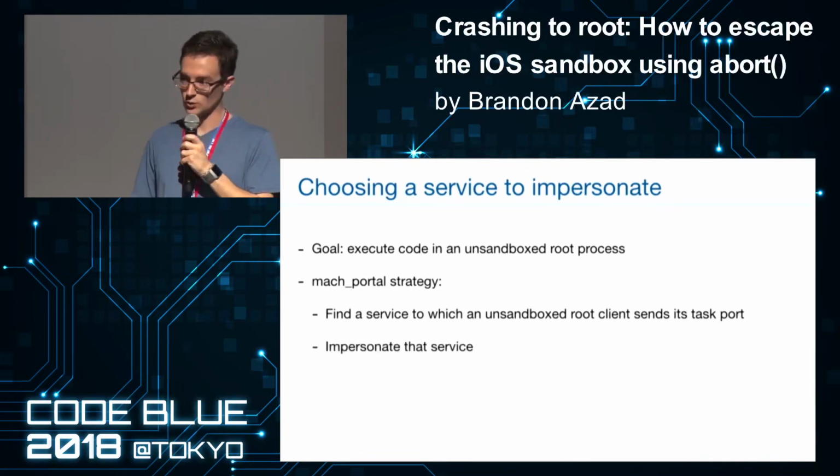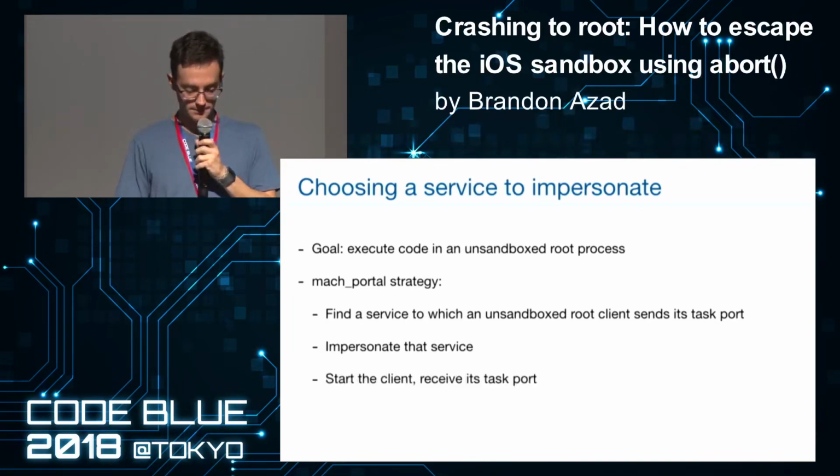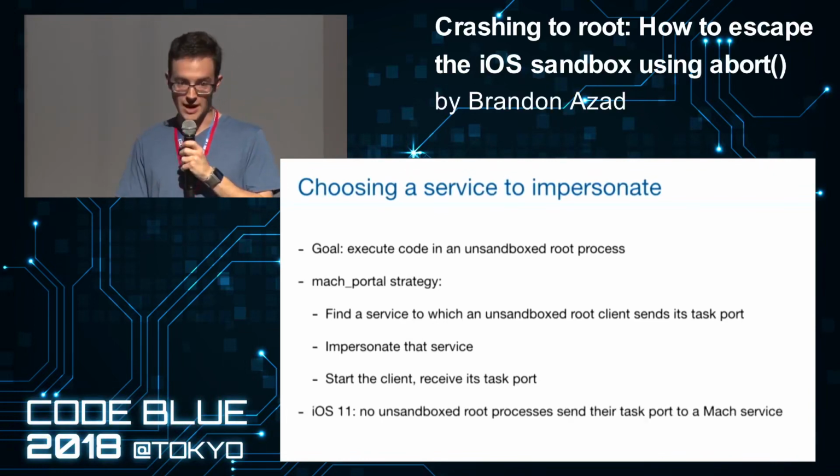Then, use the vulnerability to impersonate that service, and then trigger the client to start. The client thinks that it's talking to the original service, and so it sends us its task port, giving us full control over it. Unfortunately, Apple got wise to this, and on iOS 11, there are no longer any unsandboxed root processes that send their task ports to a mock service.